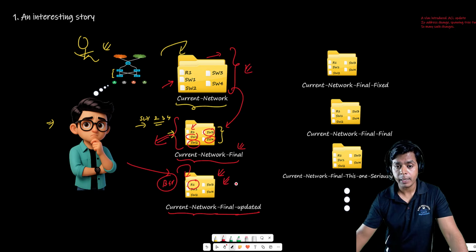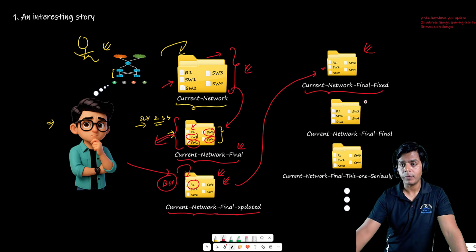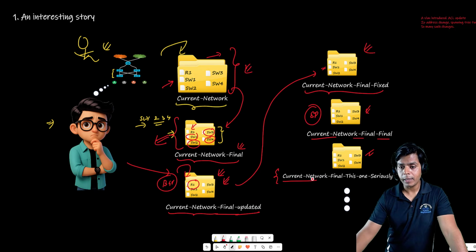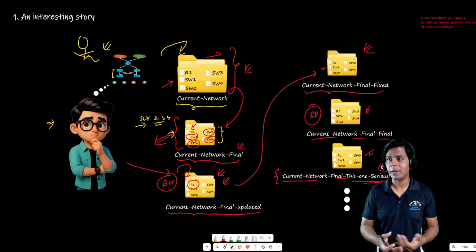Then the manager came here and he's saying change ACLs on all these switches. Again, another folder with a different name, current network final fixed. Then another change, maybe this time in spanning tree. Another name, current network final. Another change, another name. See this funny name, current network final. Seriously, this is final, right? And this is how we give names, right?